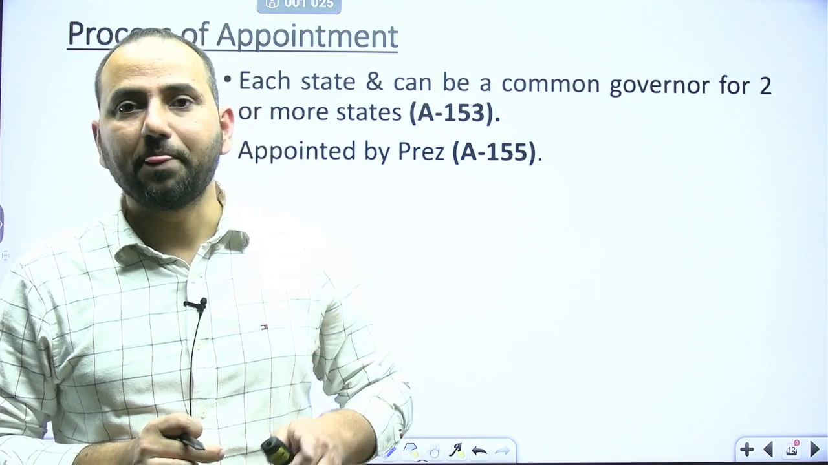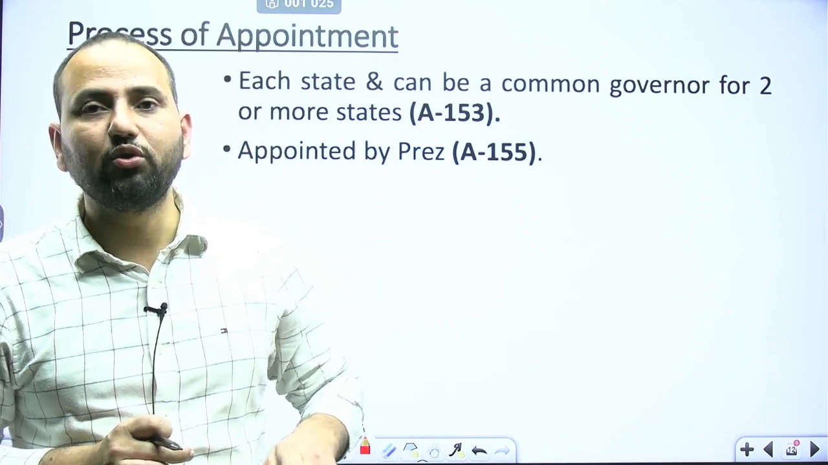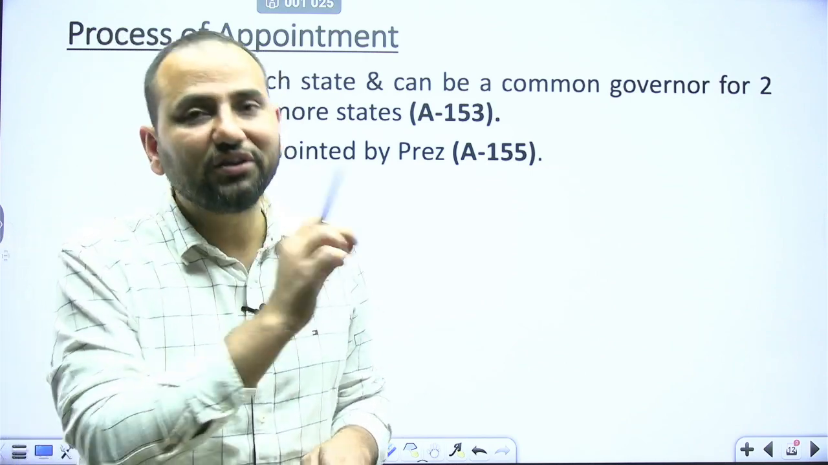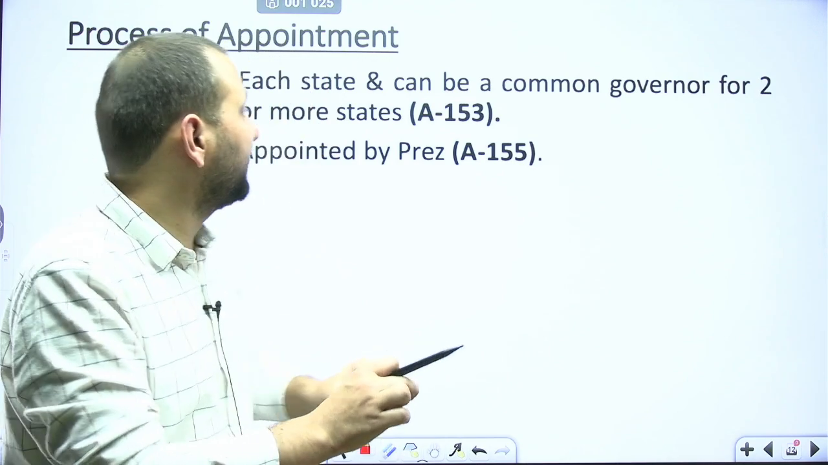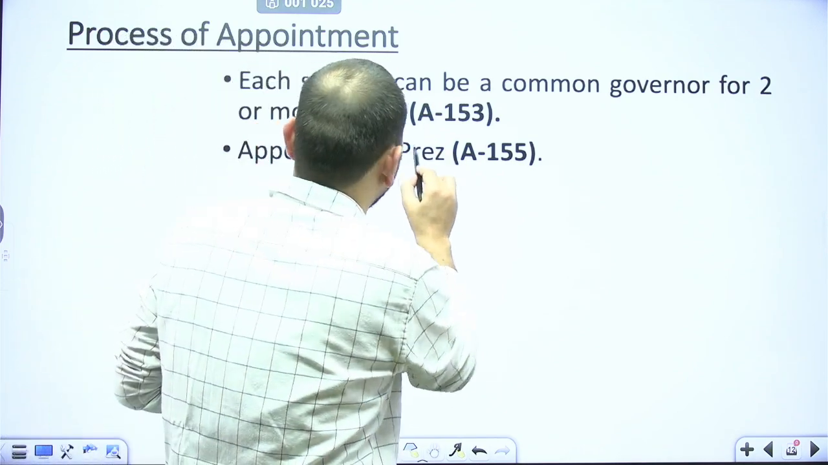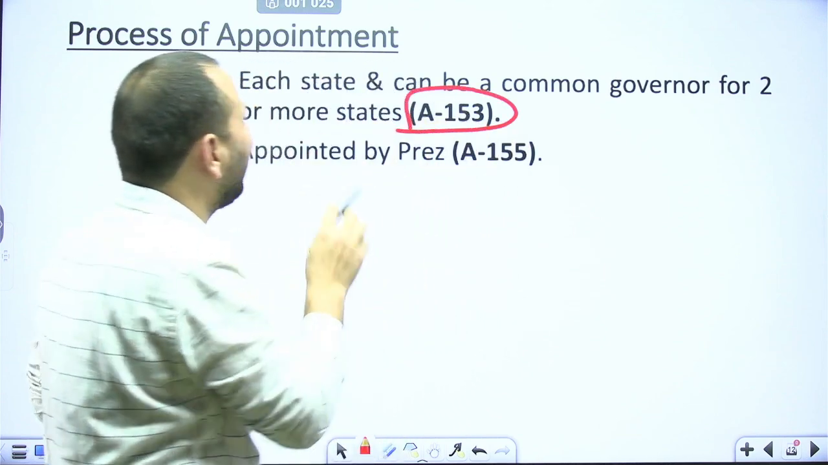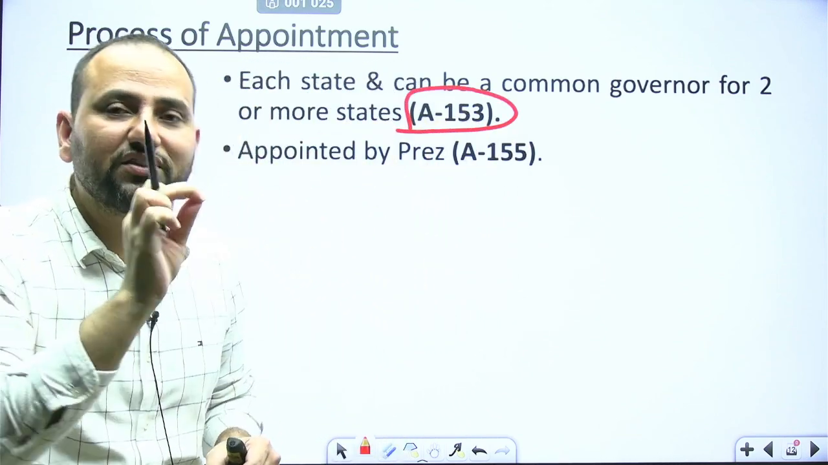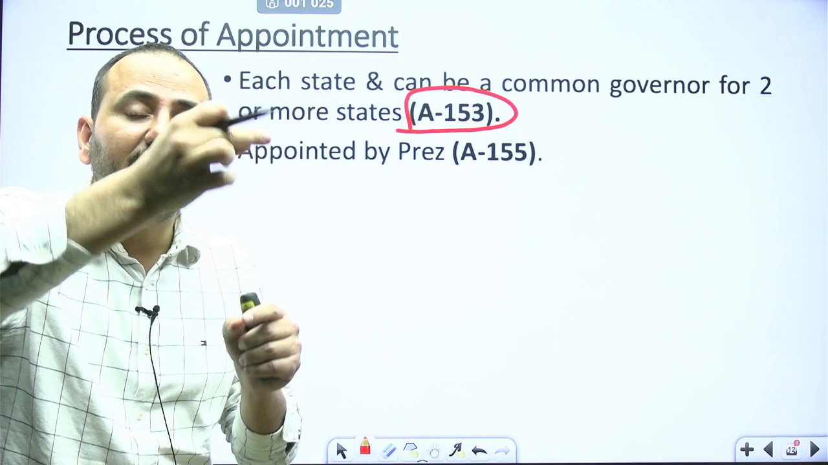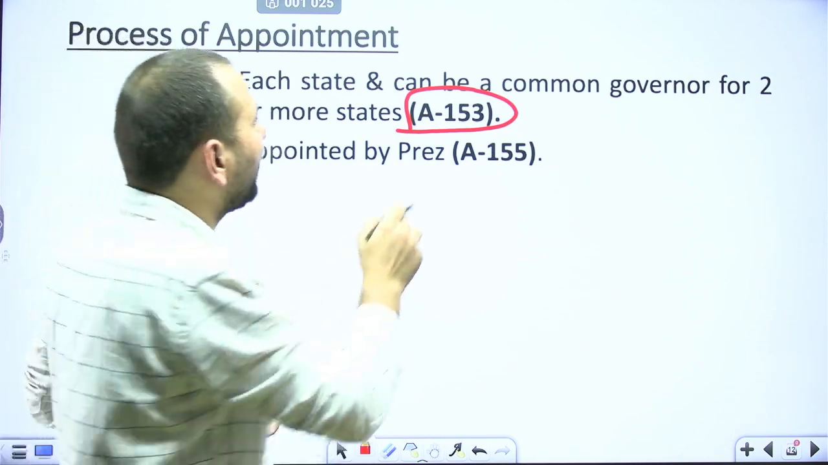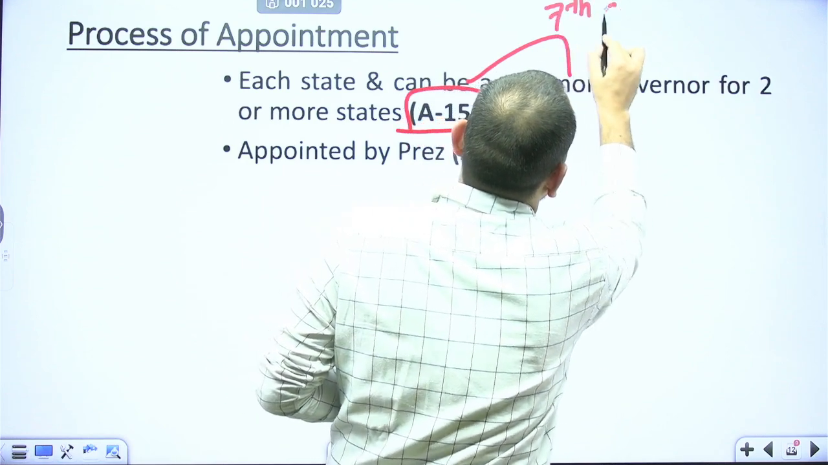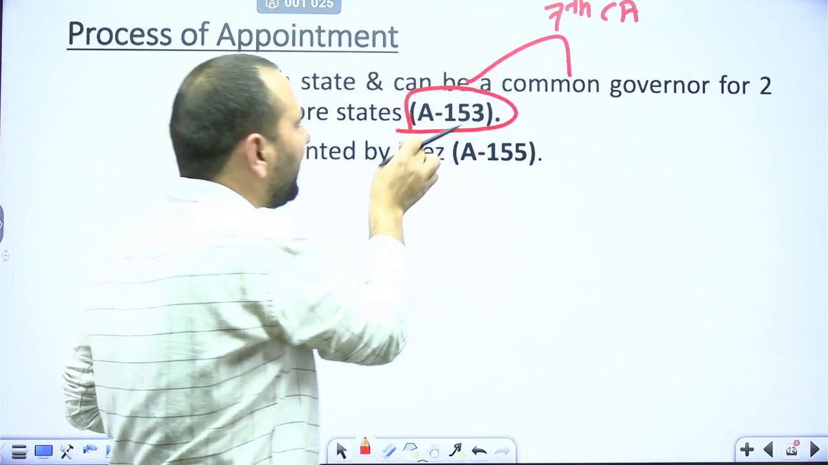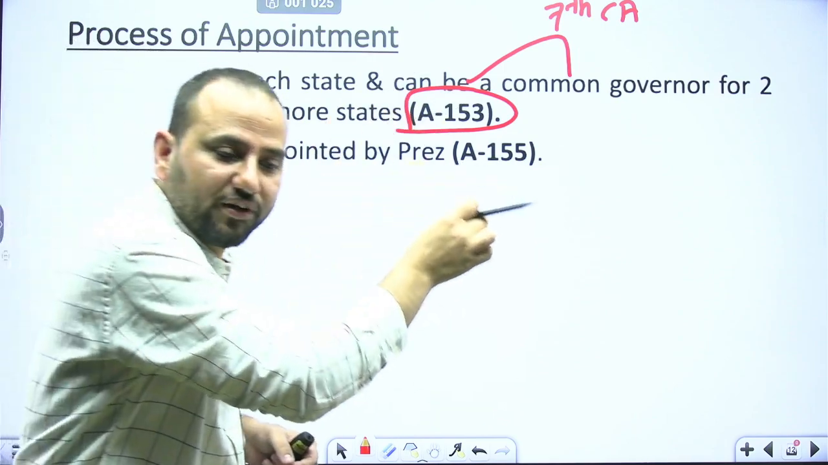When we talk about the process of appointment, the constitution presently specifies under Article 153 of the Indian Constitution that there should be a governor in every state, and there can also be a common governor for two or more states. This common governor provision was added by the 7th Constitutional Amendment. So this Article 153 needs to be understood very clearly.